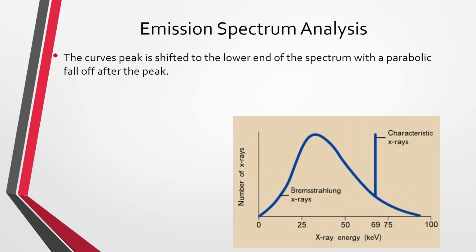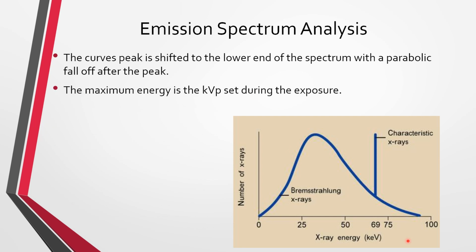The curved peak is shifted to the lower end, as we discussed, with a parabolic fall off after the peak. So it falls off quickly. It's not just a linear fall off, a straight line. It falls off quickly after the peak. The maximum energy is the kVp that's set during the exposure. So in this exposure, a kVp of probably about 90 was set, we'll say, on this graph down here.